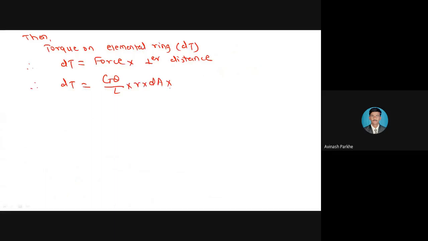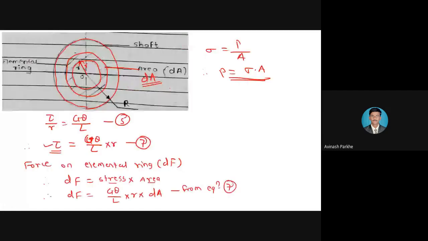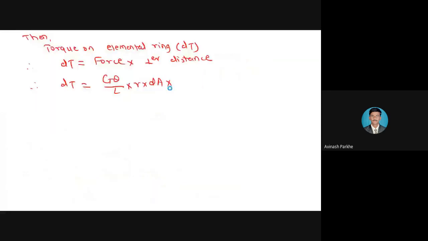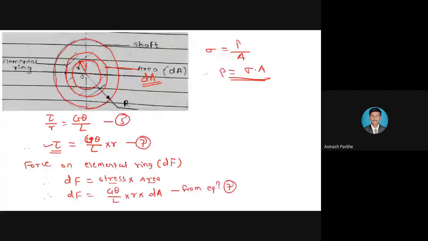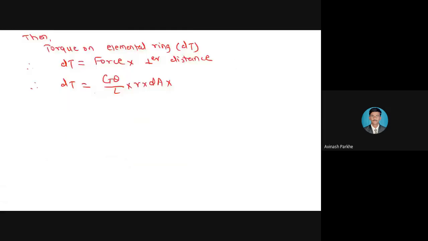What is the perpendicular distance? Please tell me. The distance between the torque and the radius of the shaft, or that particular center point. You can see here, this is the center point, this is the end, and that perpendicular distance is represented by the radius of the shaft. Therefore, the perpendicular distance will be the small r only.